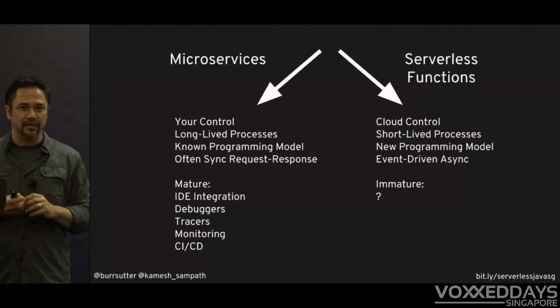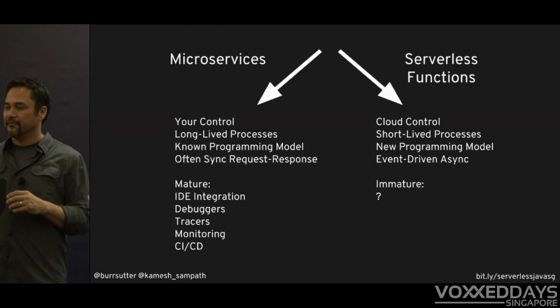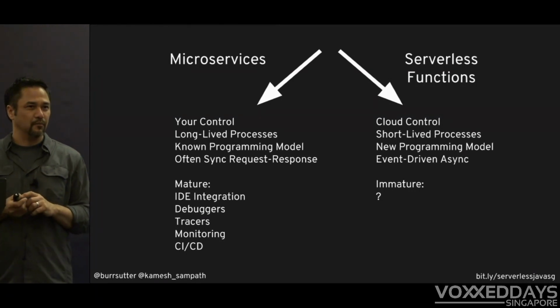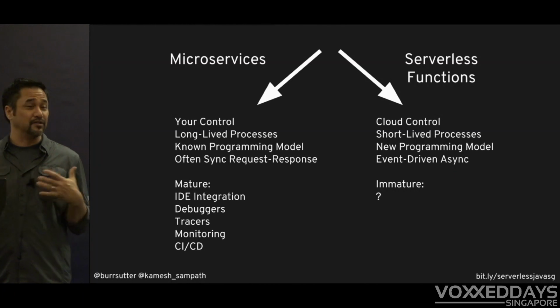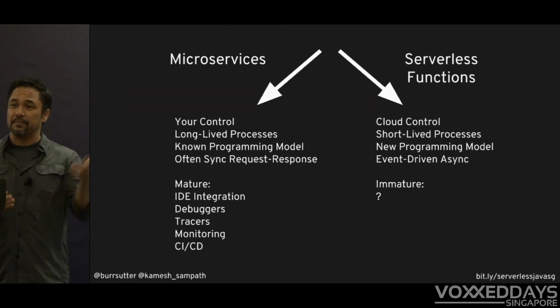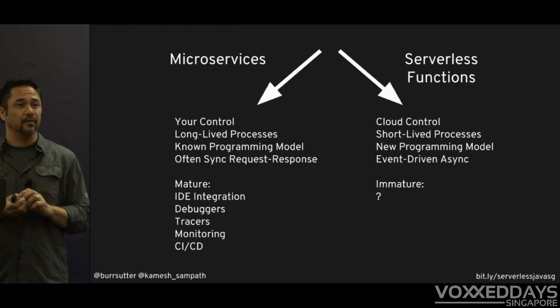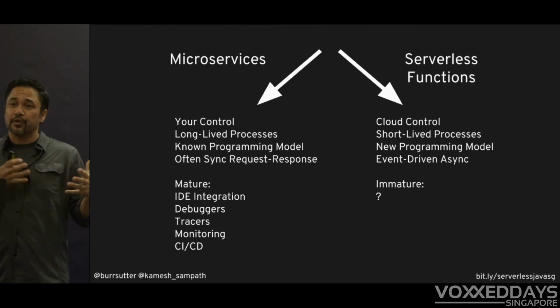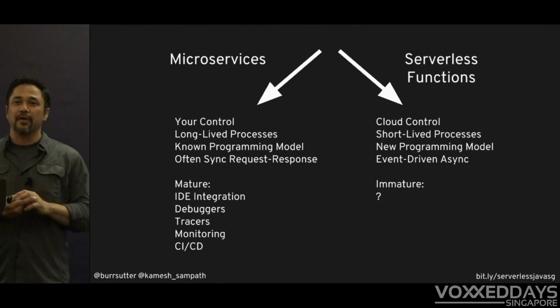It's very well known to us. We've been doing it for a long time. In the function world, these are not quite as mature. We don't quite know how to do debugging with a function just yet. We're working on that. We have people within Red Hat who are experimenting with it. We also don't really know how to do tracing and logging with functions. Again, these things are maturing right now, and we're seeing them being explored.